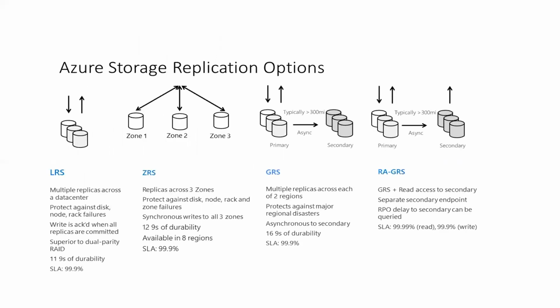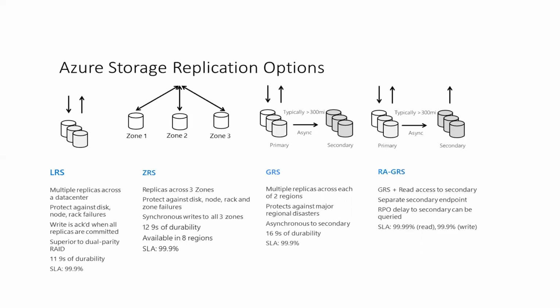So first one is LRS. It creates multiple replicas of your storage within the same data center. It protects your data against disk or rack failure. So it provides you only redundancy in case there is a failure of disk or there is a rack failure within the data center.